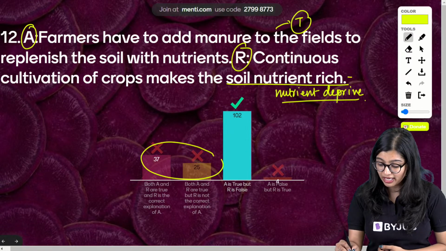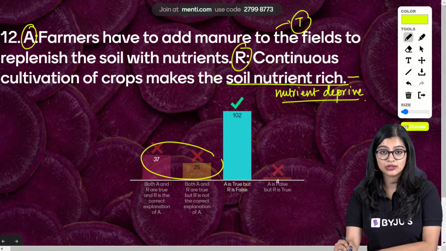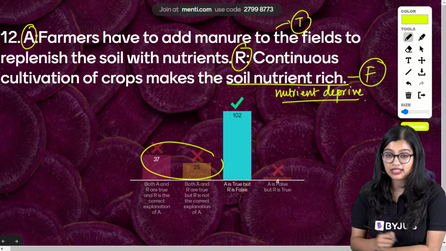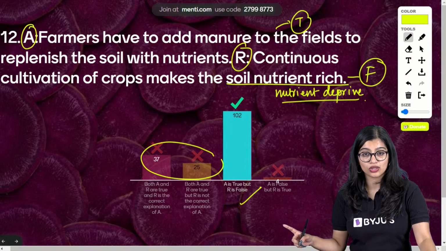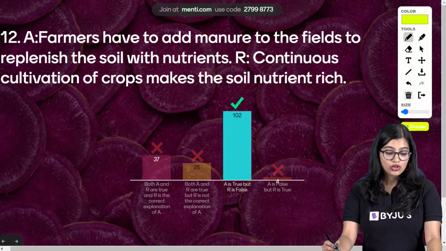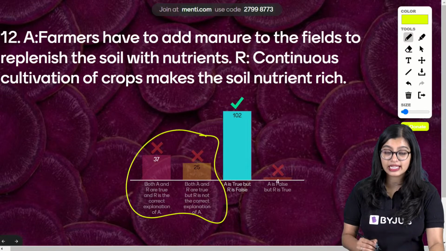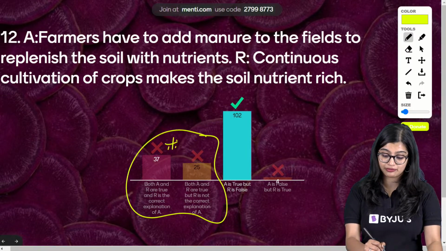So is this statement correct? Absolutely not, right? This statement is false. That means A is true but R is false. Yes? Very good. So now students who have marked these two, I really hope that you have made a note of it.